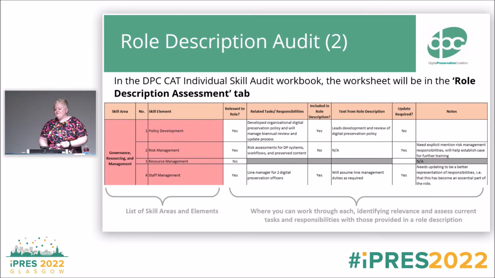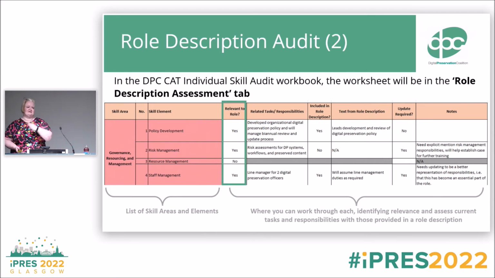So in terms of the role description audit toolkit, the workbook is available on the role description assessment tab, which is the next one along from the individual one that Amy showed earlier. Again, it has the list of competency areas and skill elements. And then we have the actual section for you to fill out as part of your role description audit. So again, we have the same first column as we had in the individual audit, looking to identify if this particular skill element is relevant to the role you have at the moment or not.